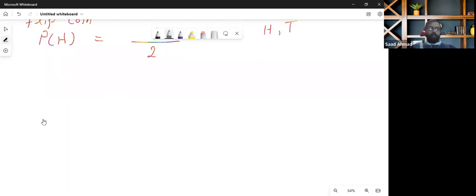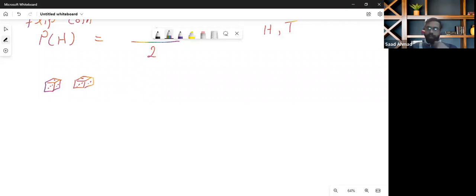Okay, so then let's have some other example. Let's say we have two dice, like a dice cube, like this. I'm not very good with the drawing. Let me just try it again. All right, so let's say I have two dice, and I roll them.